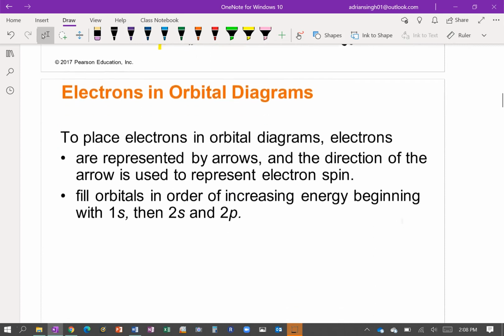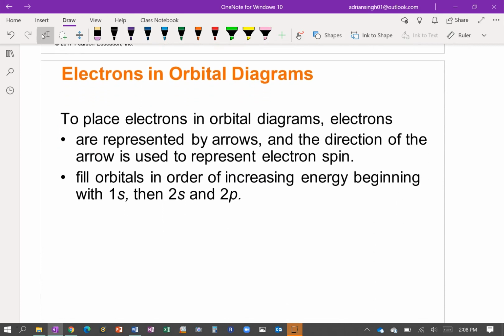When we start putting our electrons in, remember we're going to represent our electrons as arrows. Usually we put the first electron in as an arrow pointing up, or spin up, and then if we have to fill that orbital, we pair it up with another electron pointing down. Spin down. Remember, your electrons have to be pointing in opposite directions so that they pair up properly. And the key thing now, in addition to pairing up the electrons, is the order in which we're going to fill the orbitals.